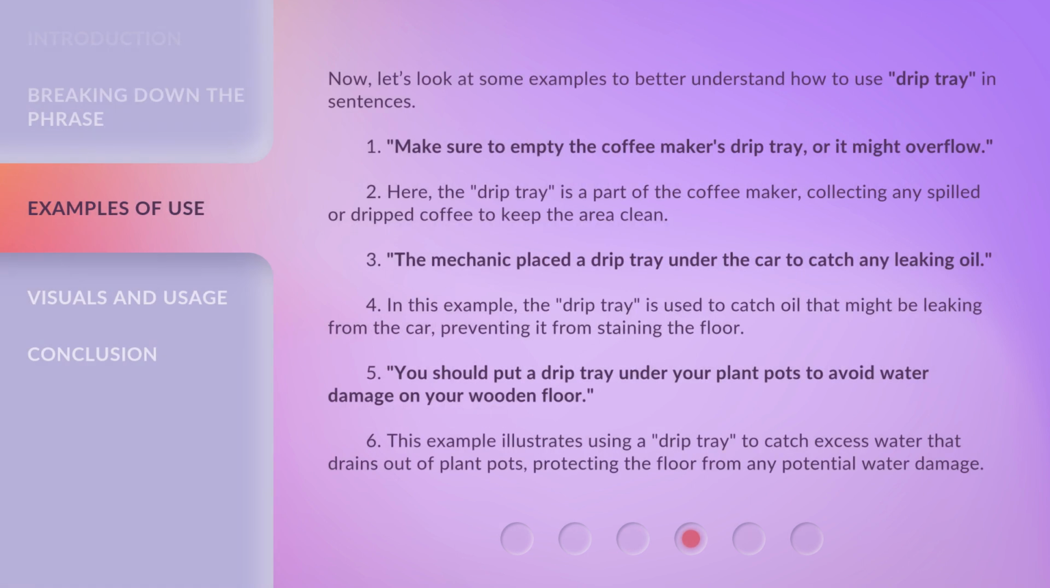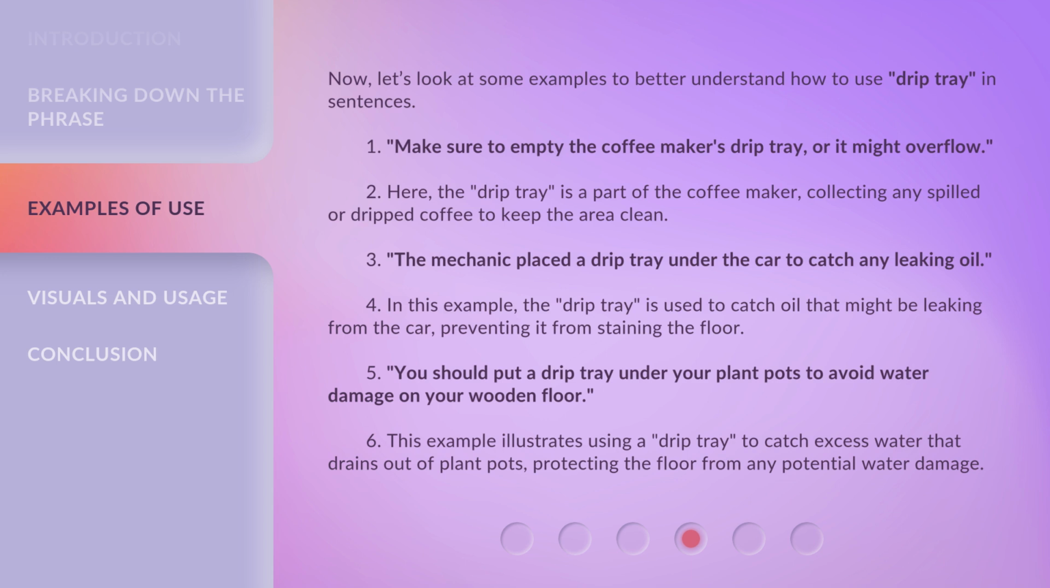Now, let's look at some examples to better understand how to use drip tray in sentences. 1. Make sure to empty the coffee maker's drip tray, or it might overflow. 2. Here, the drip tray is a part of the coffee maker, collecting any spilled or dripped coffee to keep the area clean. 3. The mechanic placed a drip tray under the car to catch any leaking oil.